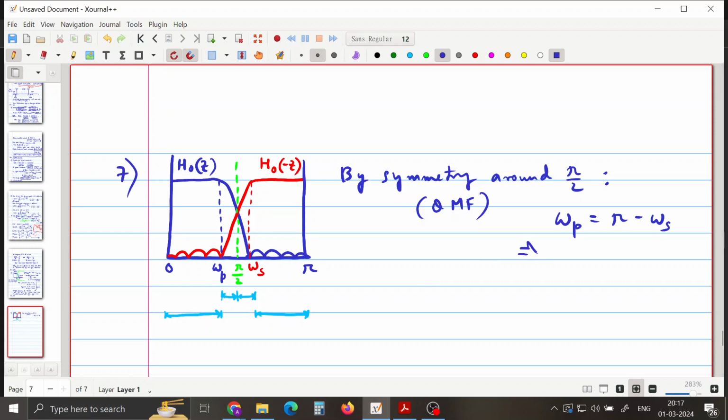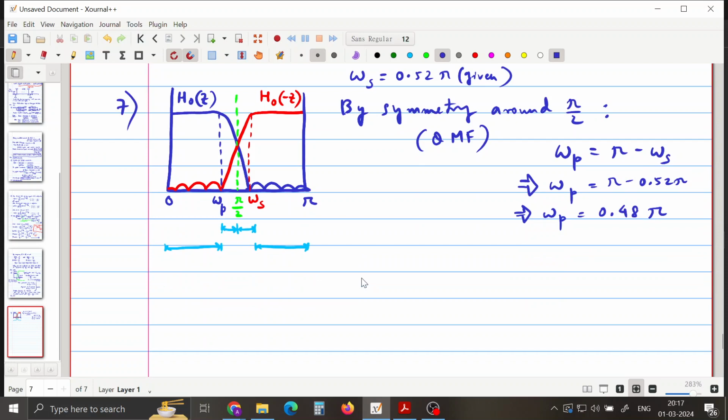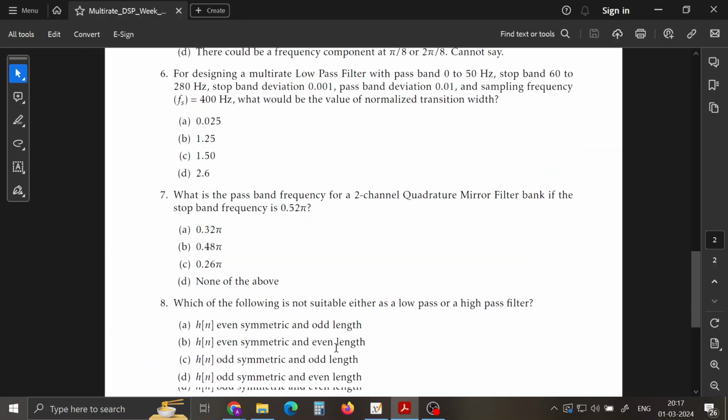So now in our question omega s is given to be 0.52 pi. So therefore omega p is clearly pi minus 0.52 pi, which is nothing but 0.48 pi. So of course your answer is, I think that's option B. In option B we have 0.48 pi, this one.